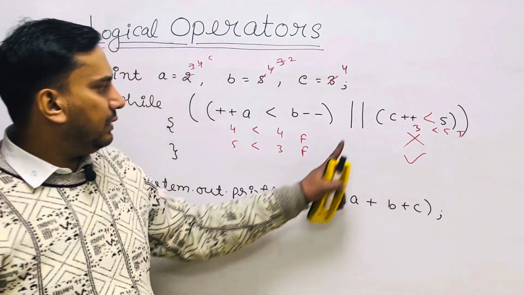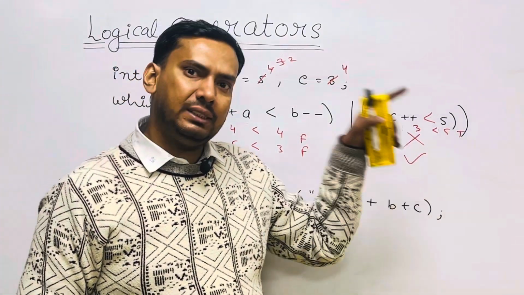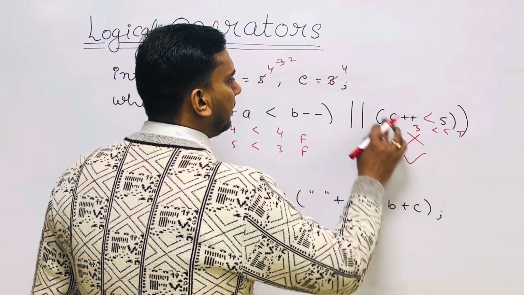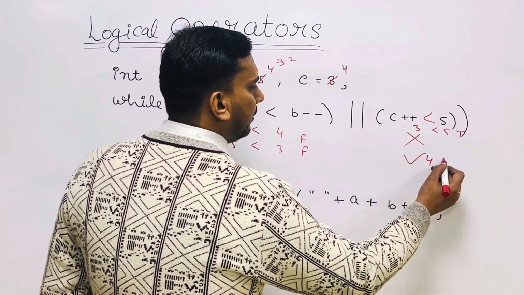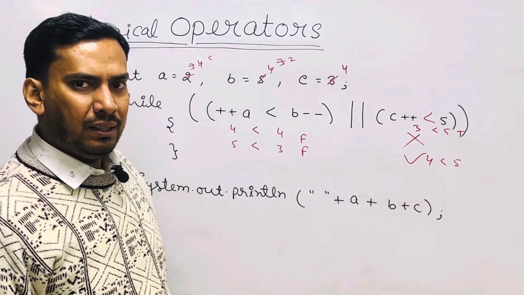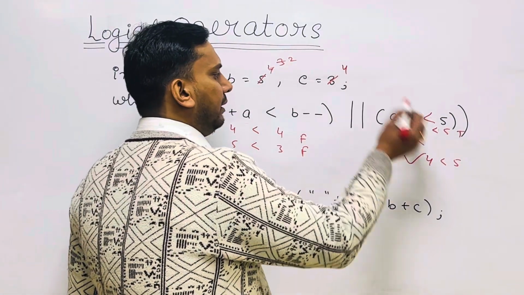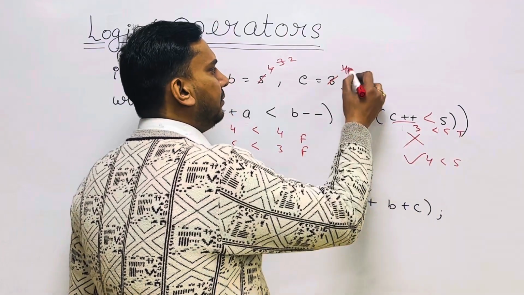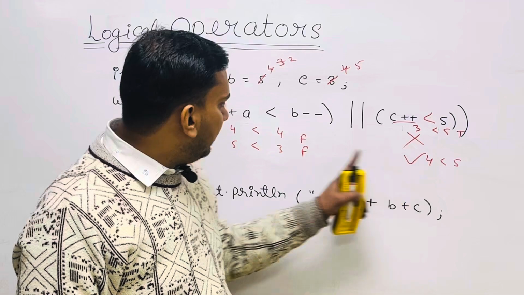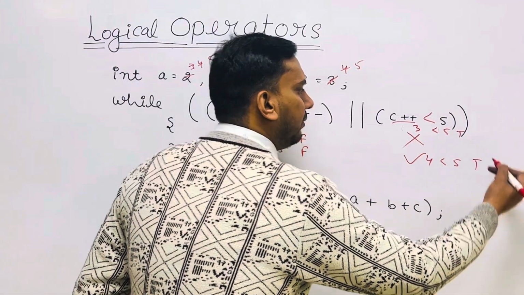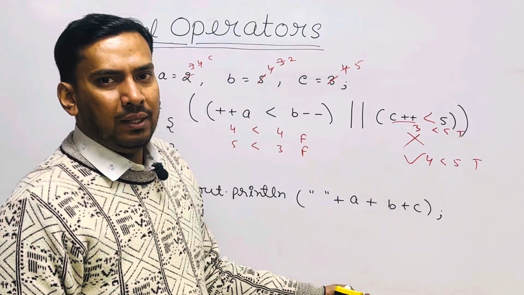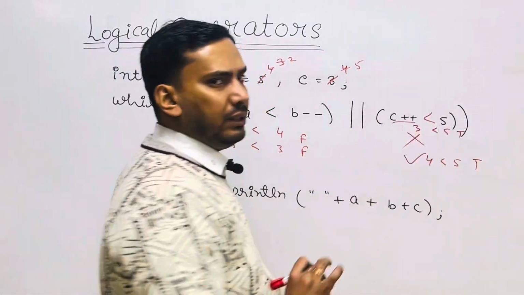False, no problem because it is a short circuit OR. We have to check the second expression also. We will go to the second expression. What does the second expression say? The value of c is 4. 4 is less than 5. Again it says yes, 4 is less than 5, right, and then c will be incremented because it is c++. So, 4 will become 5, right, but false or true will give you true. So, true means the next iteration continues again.